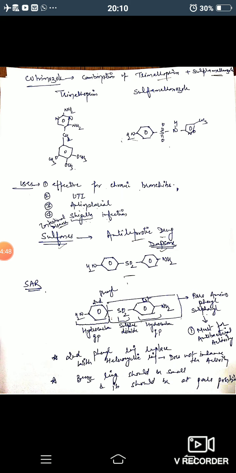Dapsone is divided into 3 parts: first is the hydrocarbon group, then sulfur dioxide, and hydrocarbon. Hydrocarbon groups are necessary for the activity, and the sulfur dioxide group is also necessary for the antibacterial activity.